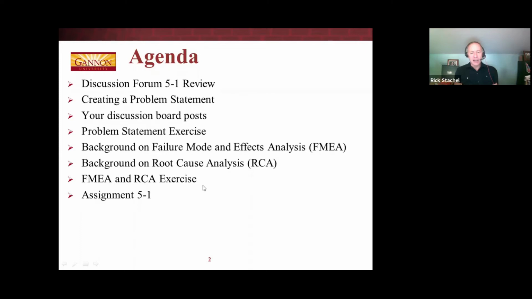on root cause analysis. We covered root cause analysis a couple weeks ago, but that was just the 5 whys, which is kind of a simple approach to it. There is an FMEA RCA exercise, root cause analysis exercise, but it's similar to some of the stuff we did last week, so we'll just kind of look at that. And then discuss assignment 5.1.